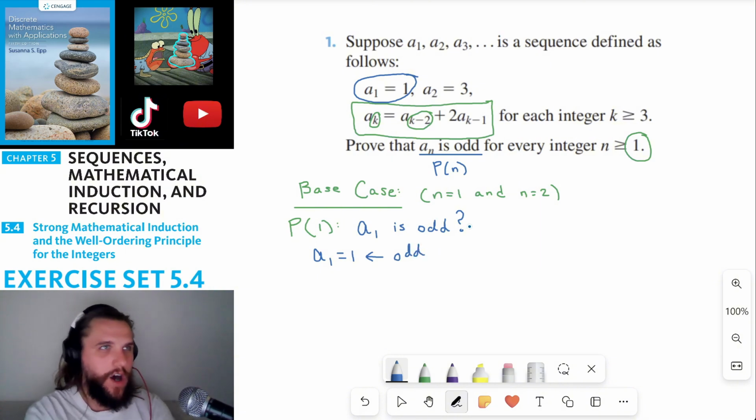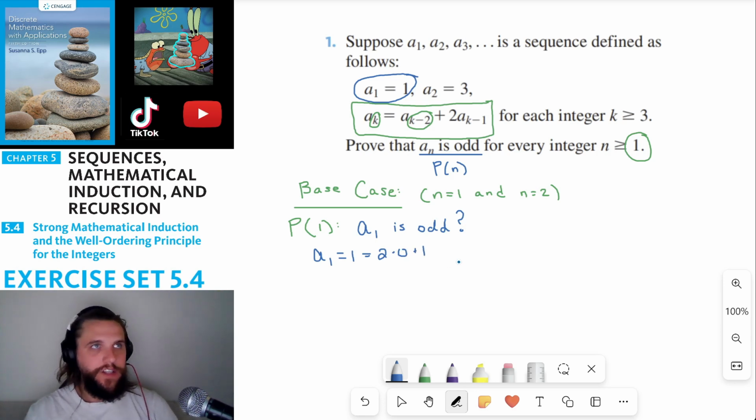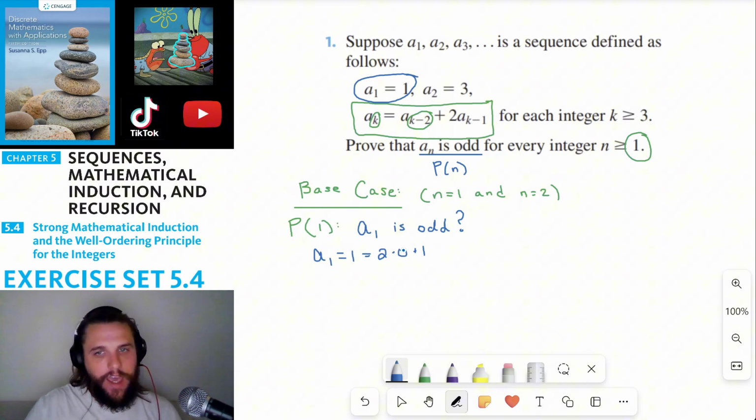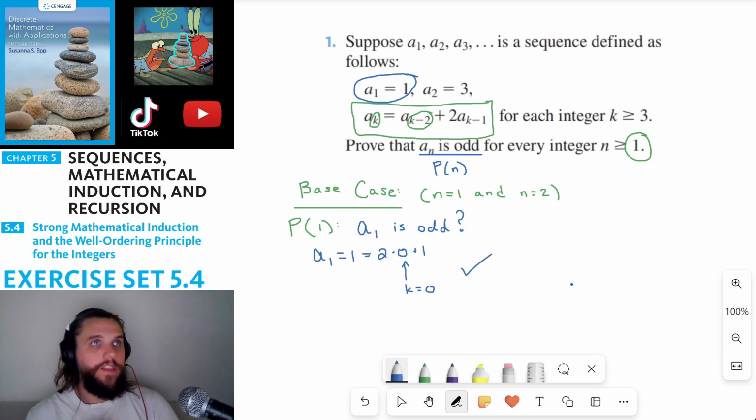Now, how do we know it's odd? I know it's kind of a silly question because we're taught that it's odd. How do we know that this is odd? Well, it's because 1 is equal to 2 times 0 plus 1. Every odd integer can be represented in the form 2k plus 1 for some integer k. In this case, the integer k happens to be 0. So by this definition of an odd number, 1 is an odd number because I can find an integer k such that 1 equals 2k plus 1. So I'll put a check mark here to show that we have proven that a sub 1 is odd.